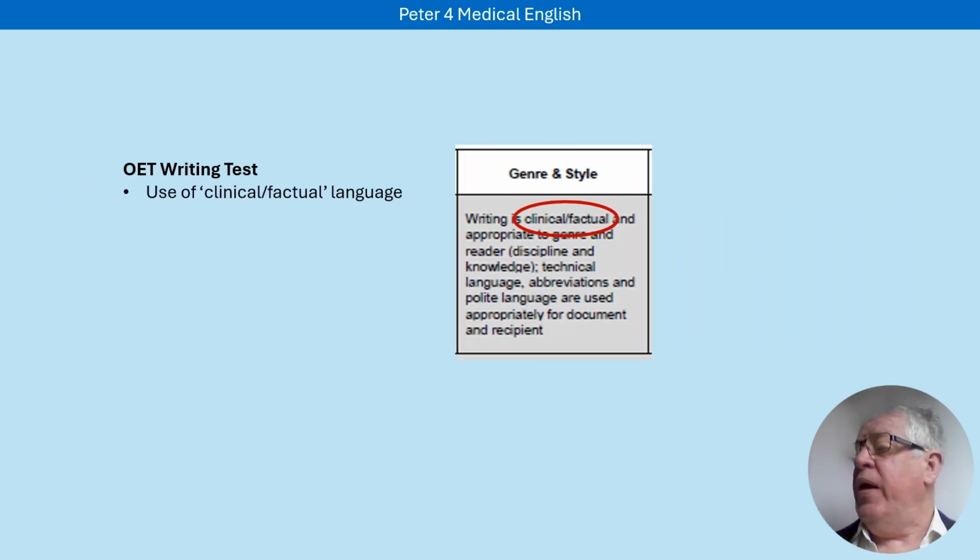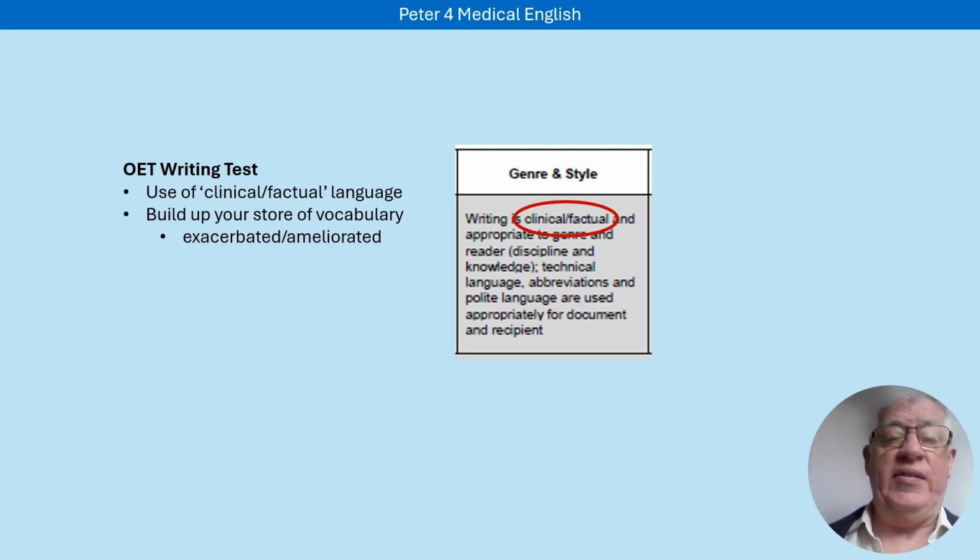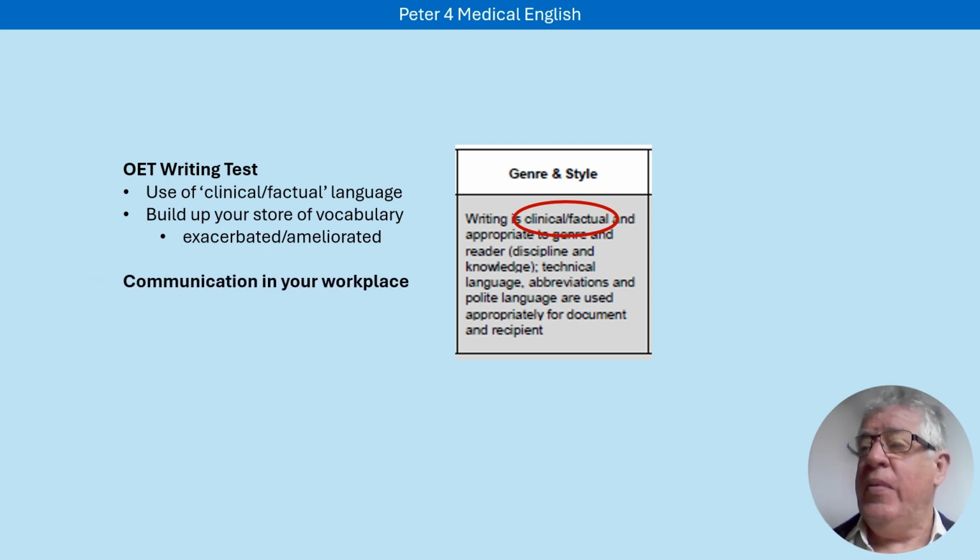You need to be clinical and factual in how you report, and of course this will help you. The words used in part A will help you build up that vocabulary. For example, we had exacerbated, I think, in the third video in this series. There's also the opposite of exacerbate, and that's ameliorate. They're words that you may need in your writing, but perhaps more important in your communication in your workplace.